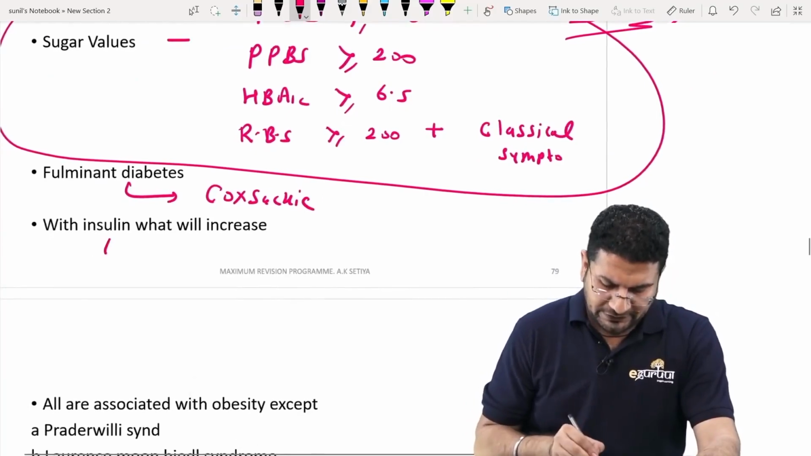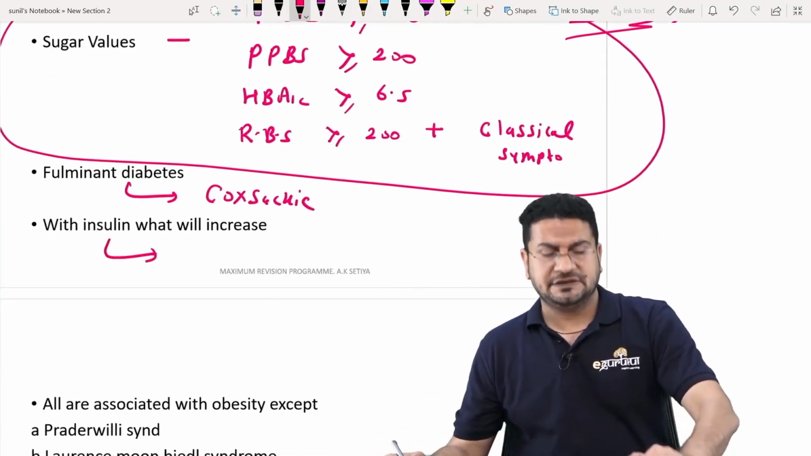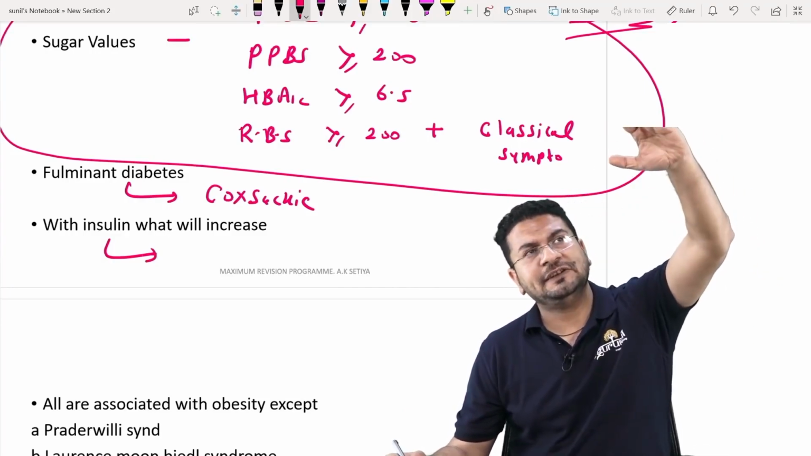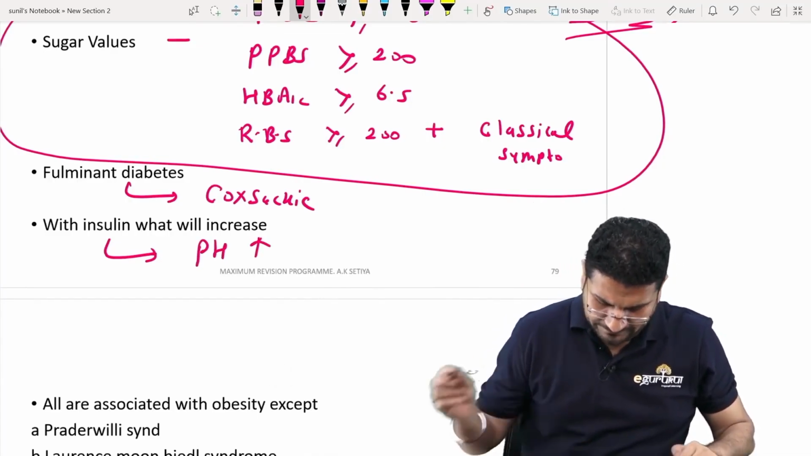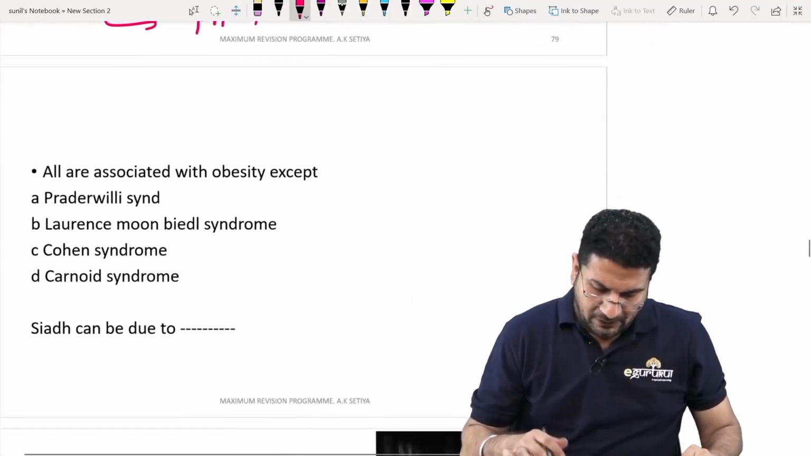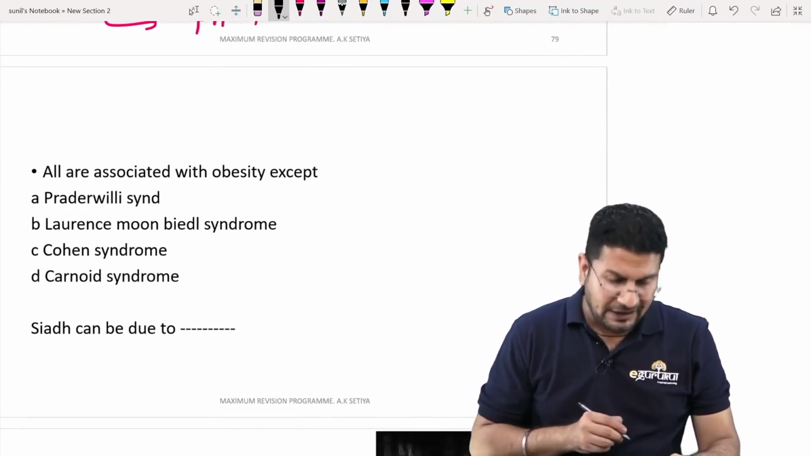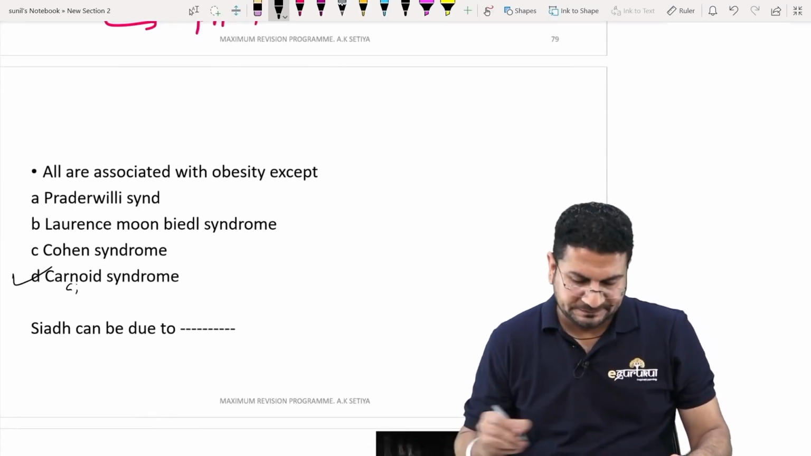With insulin, what will increase? So diabetic patient is having diabetic ketoacidosis. Ketoacidosis means ketone bodies are more, acidosis means pH is less. So when you give insulin, what will happen? pH will increase. Simple, easy question. All are associated with obesity. Prader-Willi, Laurence-Moon-Biedl, Cohen syndrome, all are having obesity. Carcinoid will not have obesity.